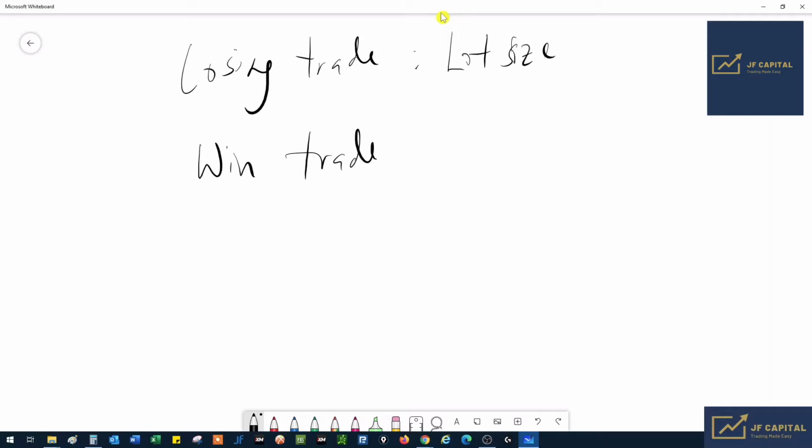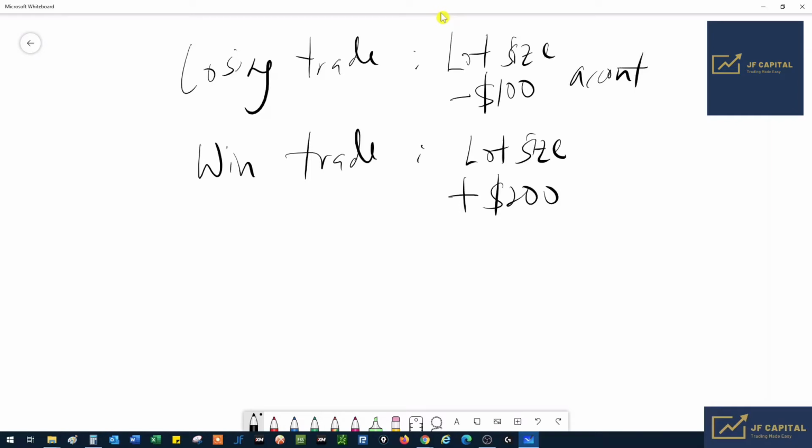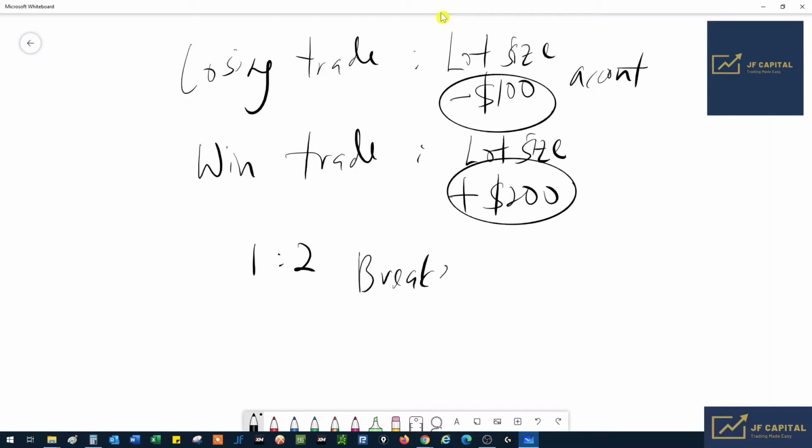So I have set this to be negative 100 on my account. And for a winning trade, I also have sized correctly before I enter. So when I win, I will win 200. So this is my strategy, 1 to 2. When I lose, negative 100. When I win, plus 200. So for this kind of strategy, the break even is 33%.